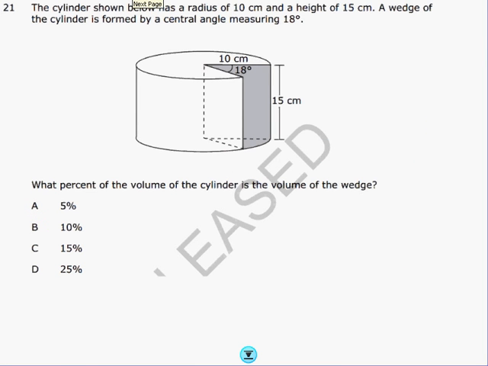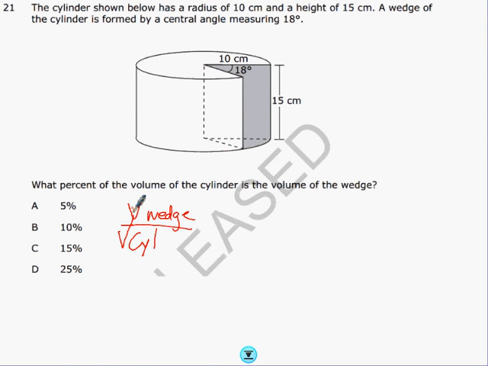Okay, the cylinder shown below has a radius of 10 centimeters and a height of 15. A wedge of the cylinder is formed by a central angle measuring 18 degrees. What percent of the volume of the cylinder is the volume of the wedge? Okay, we could find the volume of each and calculate the percent. We could say volume of the wedge divided by the volume of the cylinder. But that's too much work.